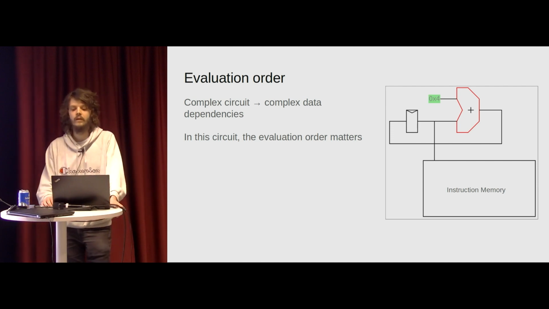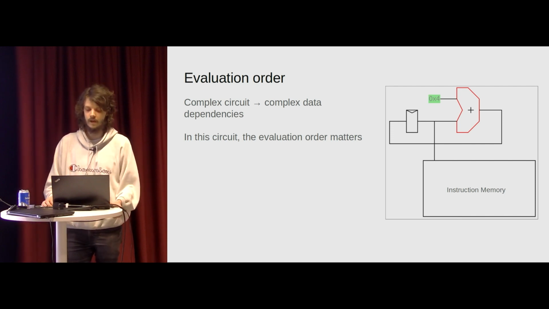In a more complicated circuit, we can run into some pretty complicated data dependencies. In this simple circuit, the instruction memory uses the instruction address to produce its output, and so the register has to be evaluated beforehand.